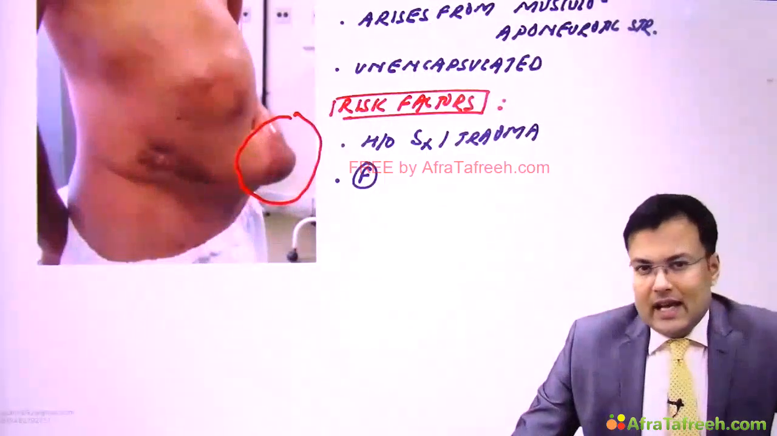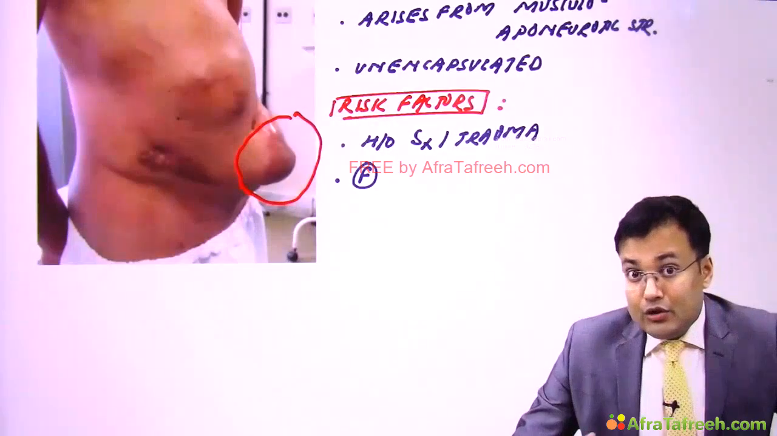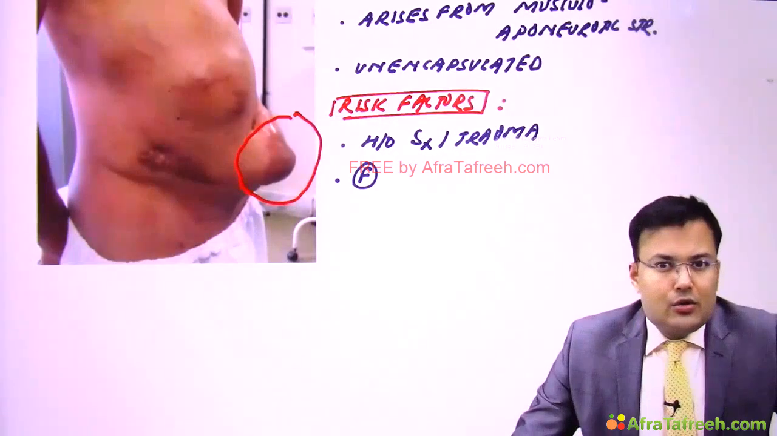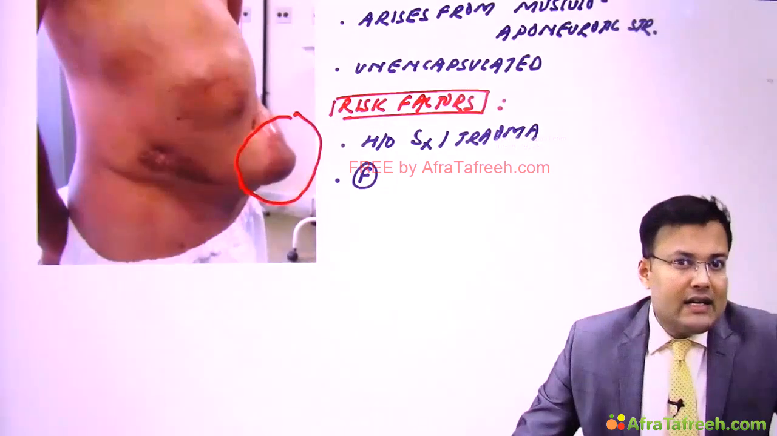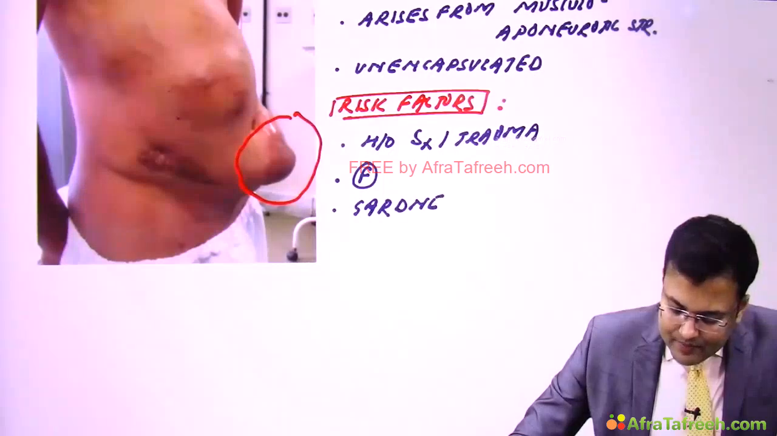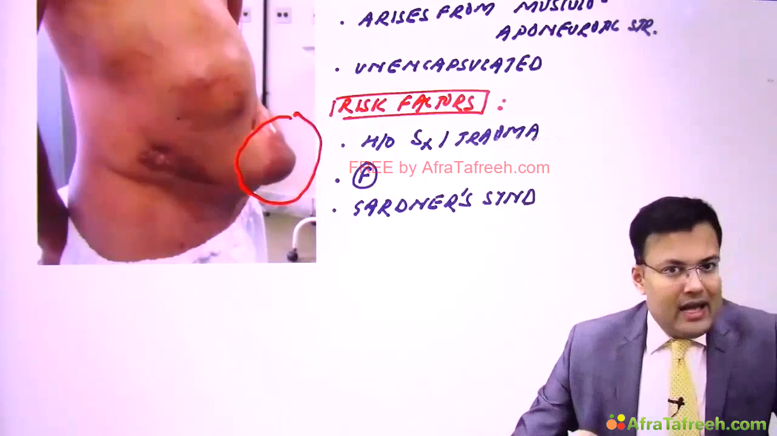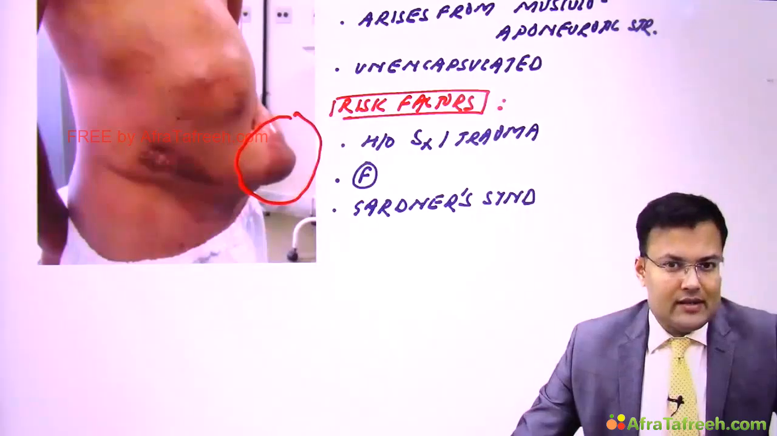When we were discussing FAP, familial adenomatous polyposis, we discussed one variant of FAP which was autosomal dominant and associated with desmoid tumor, and what was the name? It was Gardner syndrome. So the third risk factor is Gardner syndrome. It's a variant of FAP and it is associated with desmoid tumor. So these are the risk factors.